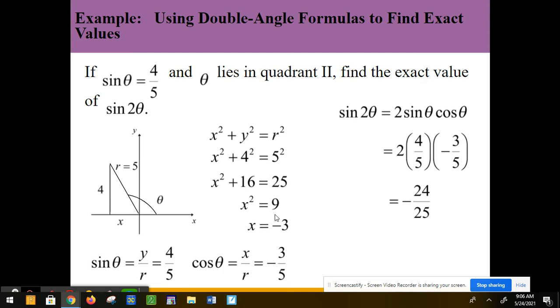The reason why it's negative is because we're talking about the second quadrant. And in the second quadrant, x is negative, y is positive. So sine of theta would equal y over r, which is 4/5. Cosine of theta would equal x over r, which is negative 3/5. Sine of 2 theta, using the formula that we just learned, is equal to 2 sine theta cosine theta. So 2 is 2. Sine of theta was given as 4/5. Cosine of theta is what we just figured out, which is negative 3/5. When you multiply all that together, you get negative 24/25.